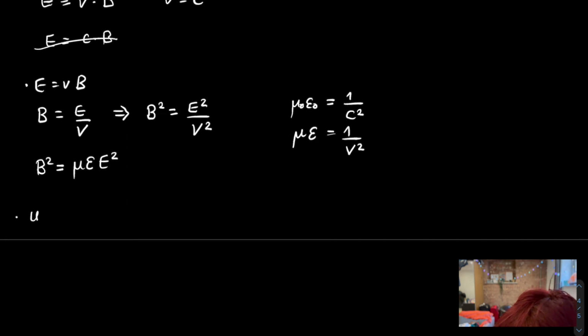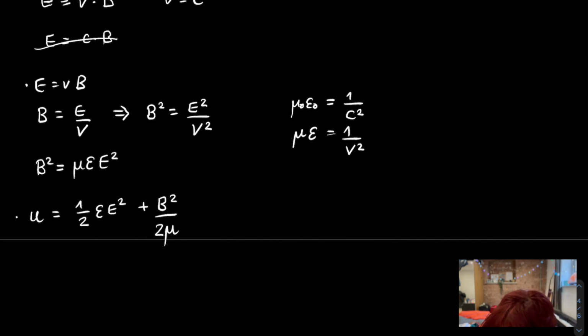Well, we said that the energy density is equal to 1/2 epsilon E squared, and that was just for the electric field. But if we have a magnetic field as well, then we have to add on the magnetic contribution, which is B squared divided by 2 mu. So that is our total energy density. We can substitute in for B squared this result right here.